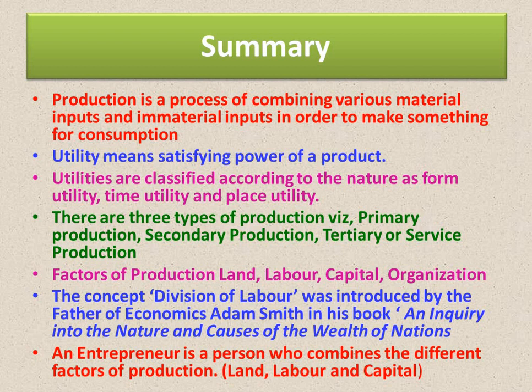Primary production is one in which the natural resources are directly used, like agriculture. Secondary production is the process of manufacturing products by using primary products as raw material. Tertiary production is the services, like the services rendered by teachers, doctors, defense, etc. The factors of production are land, labor, capital, and organization.